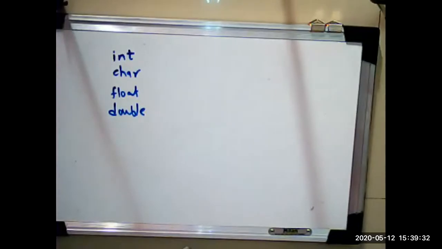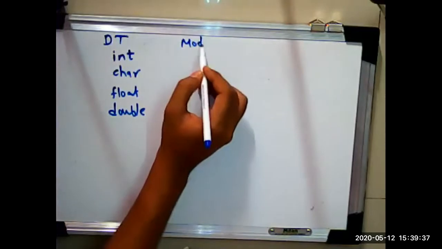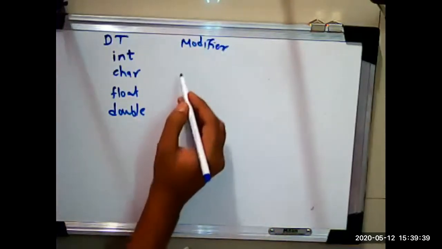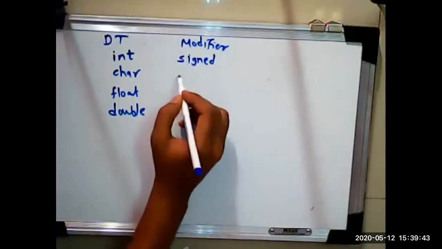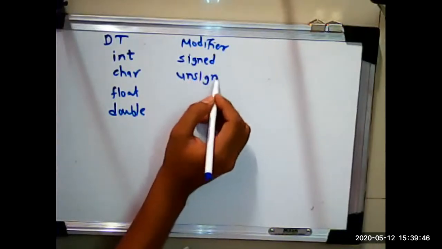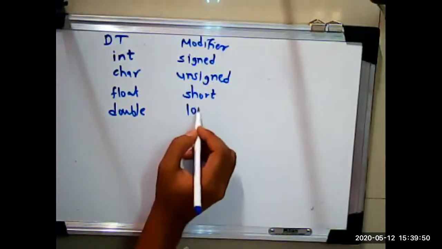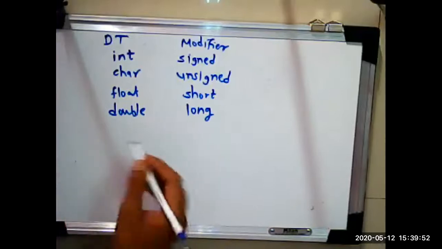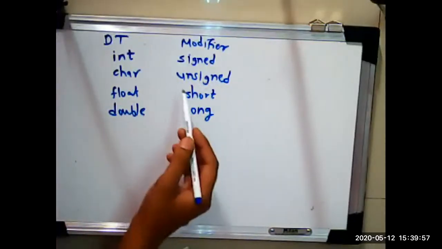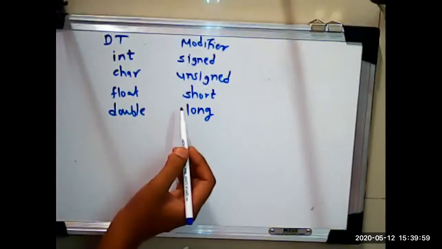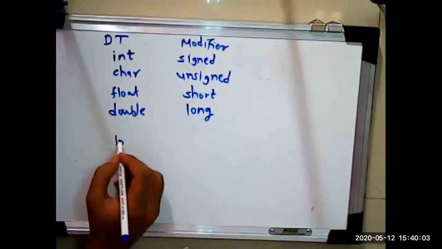And what are the modifiers? The modifiers are signed, then unsigned, then short, and long. And we have also seen the memory required for these. What is a modifier? Modifiers change the basic meaning of your data types, like long int.